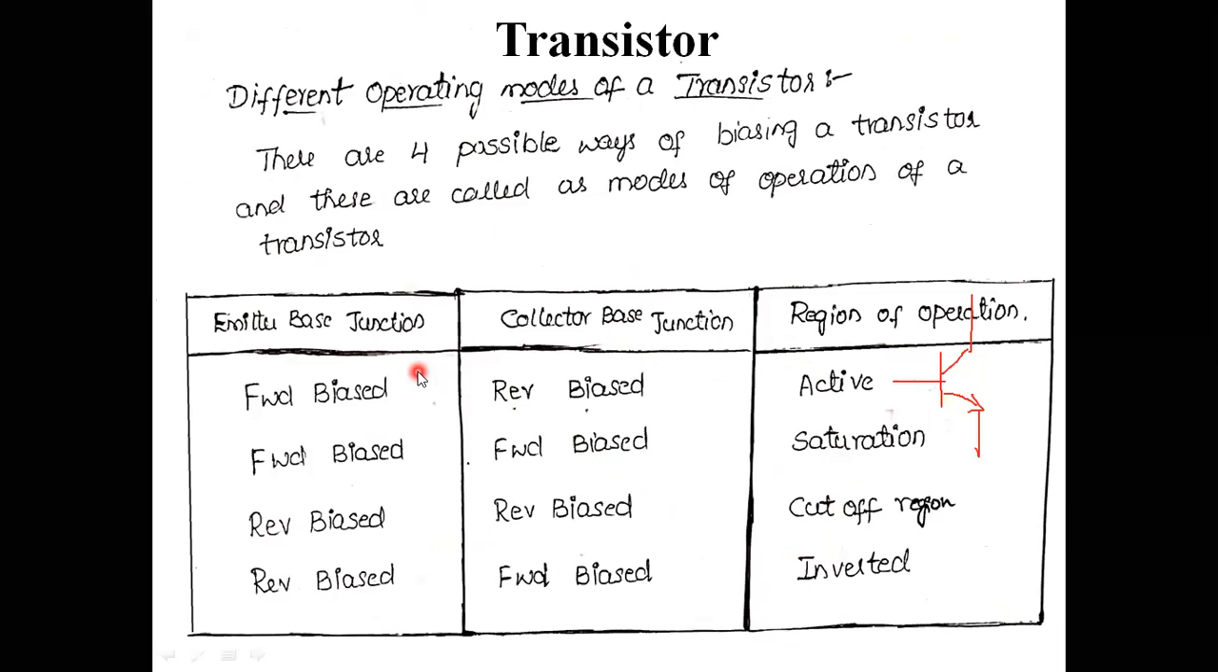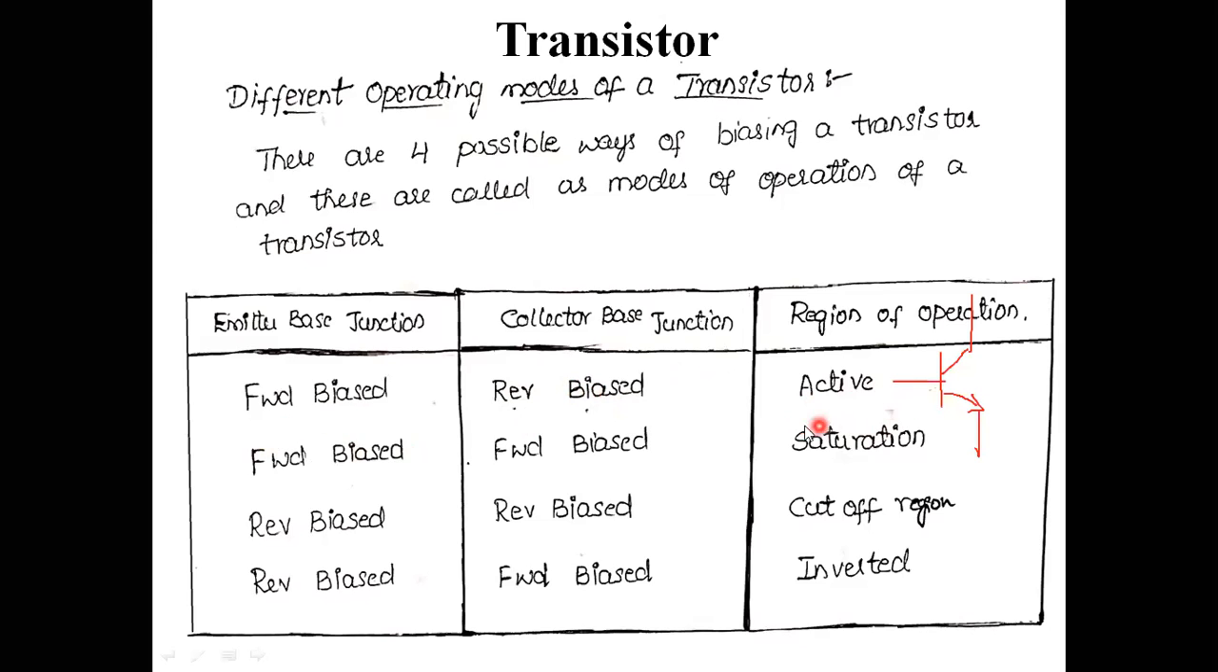This is emitter base junction, collector base junction, and region of operation. This emitter base junction as well as collector base junction is considered because we are applying some voltage supply across emitter side as well as collector side. If I am applying some positive voltage to the emitter side, then I can call that biasing condition forward bias. If I am applying some negative voltage to the collector side, I can treat that biasing condition as reverse bias. That is the meaning here: forward bias condition and reverse bias condition.